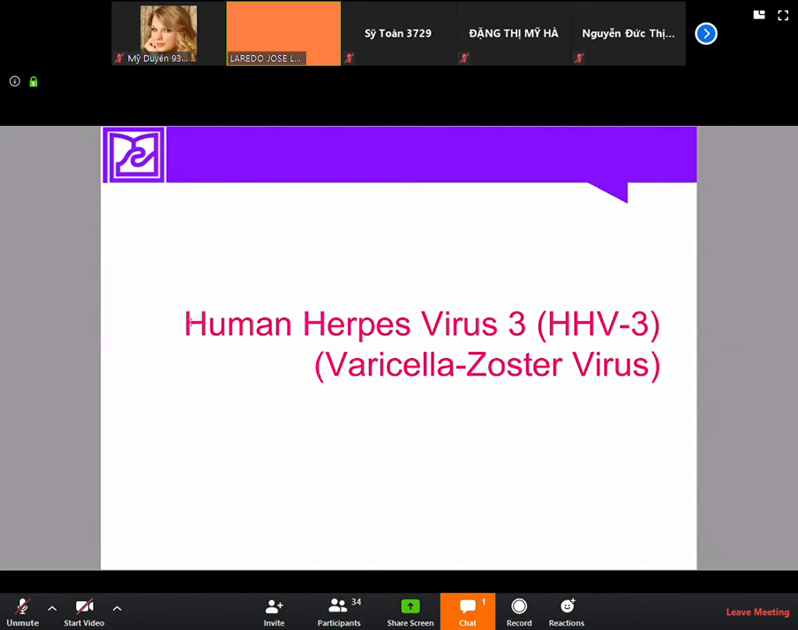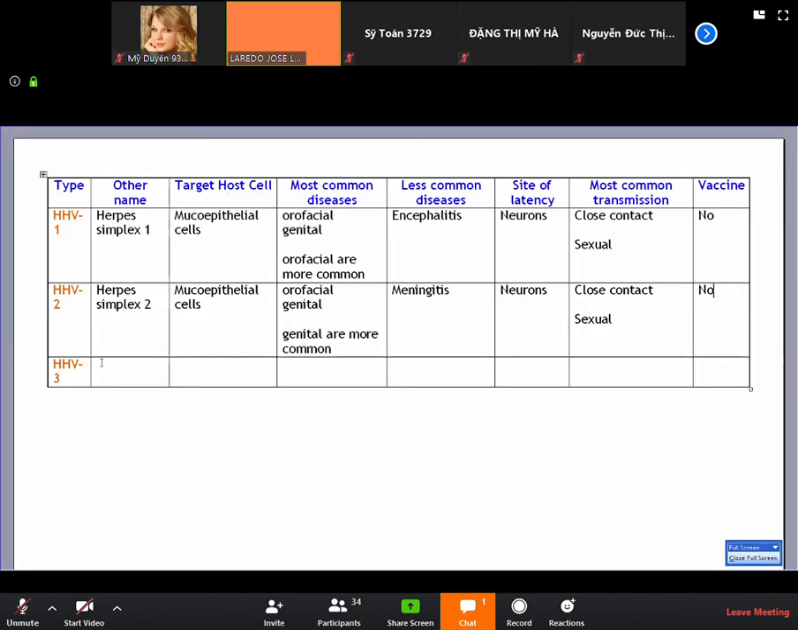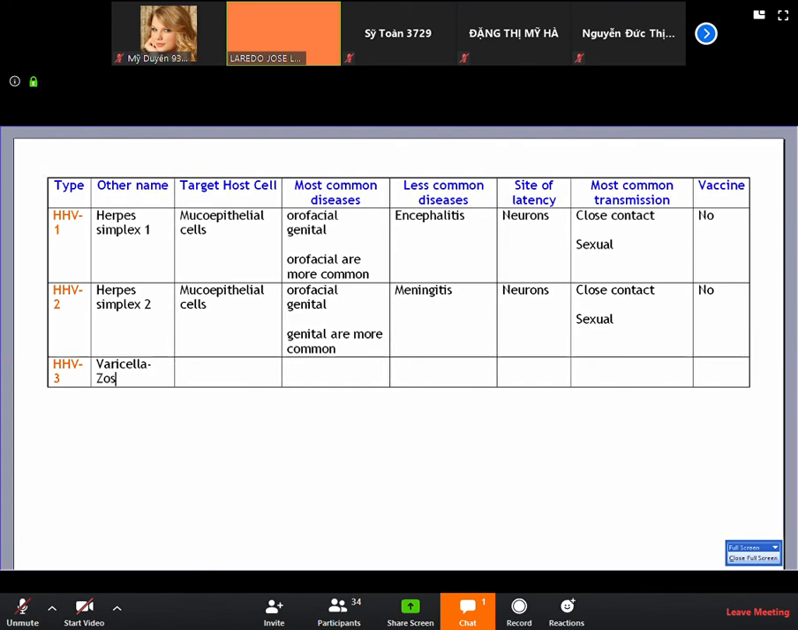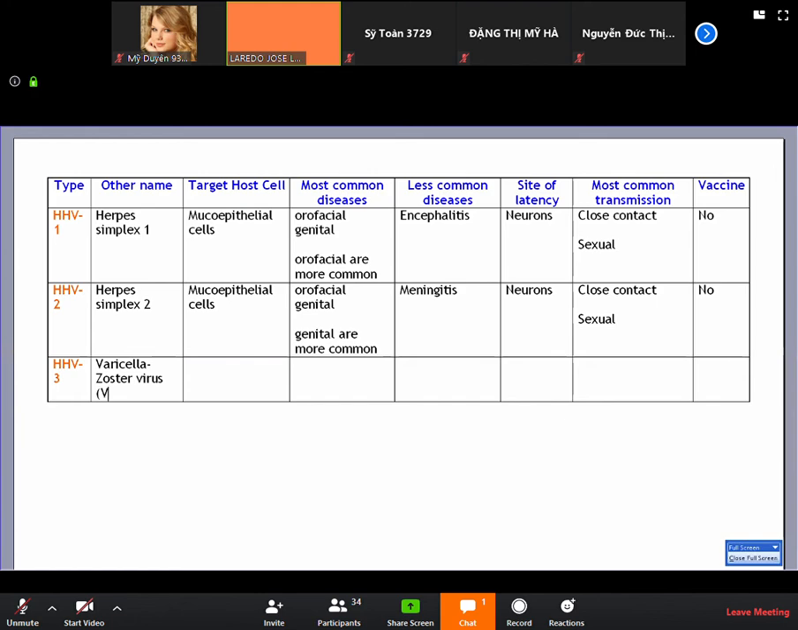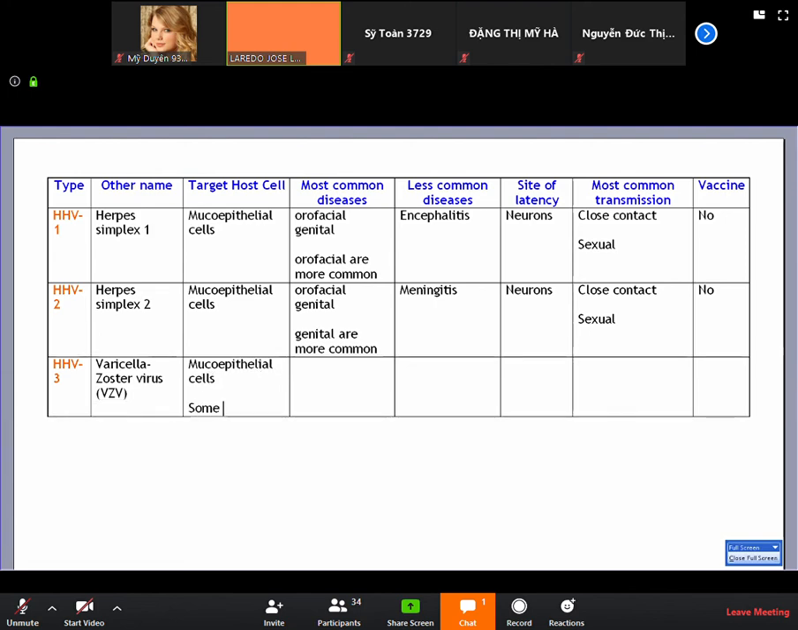Okay, and to finish the class, we are going to study human herpes virus type 3. Human herpes virus type 3 is called varicella zoster virus. Varicella zoster virus. This is the common name. This is type 3. And the target host cells are also mucoepithelial cells and some T cells. And the most common diseases are these.